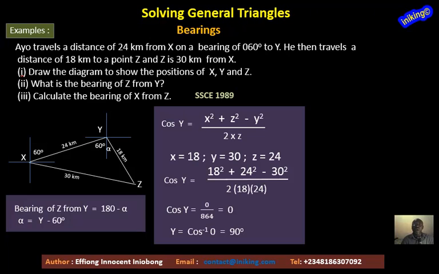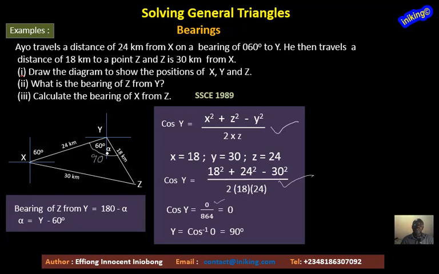So that's it. Cos y, as we have just derived, is equal to that expression. Substituting the values, we have this. Manipulating the numerator gives us 0 over 864. And that's 0. Oh, wonderful. So cos y is 0. In that case, that means y must be 90 degrees.